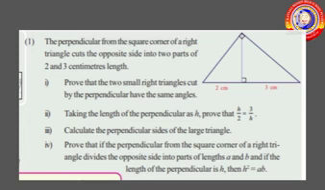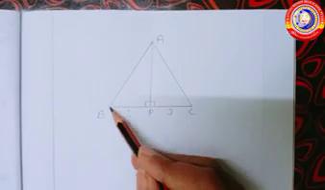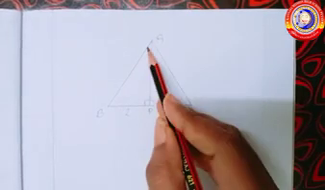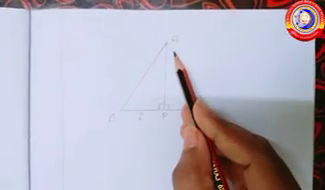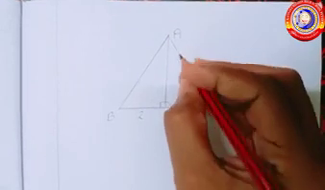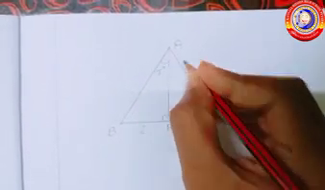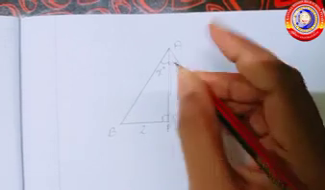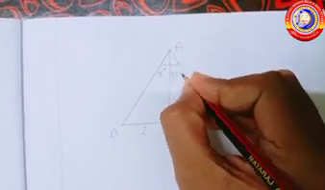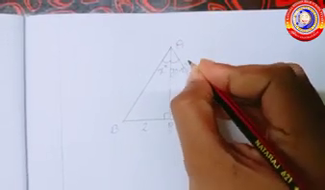Let's prove the first part of the question, that is, prove that the two small right triangles cut by the perpendicular have the same angles. In this figure, angle BAC is equal to 90 degrees. So let us consider angle BAP as x degrees and then angle PAC is equal to 90 minus x degrees.